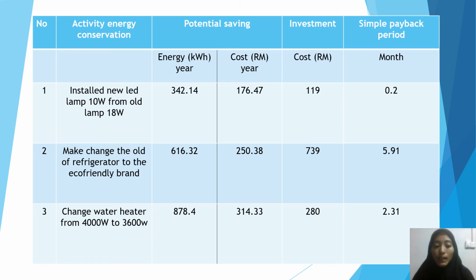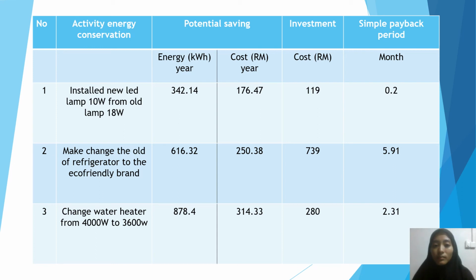Last is to change the water heater from 4,000 watt to 3,060 watt. Energy potential saving is 878.4 and cost potential saving is 340.33. The investment cost is 280 and the simple payback period is 2.31.